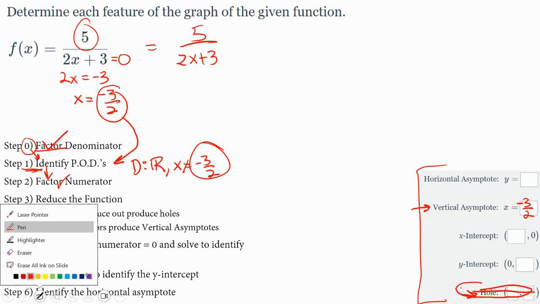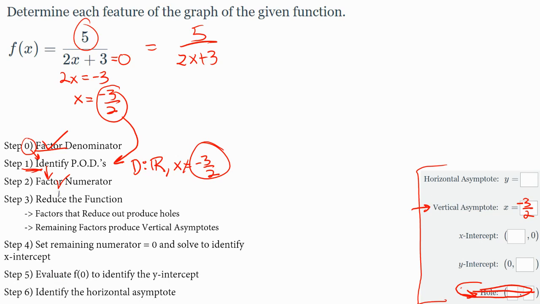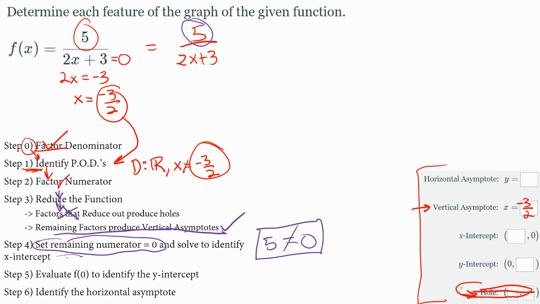So all of this is just an ongoing list sort of activity. So we reduced, we found that we have none of these, and we are looking at a vertical asymptote, checking that off. Now what we do is set the remaining numerator equal to 0. Well, that's kind of awkward here because now we're saying 5 equals 0. That's my numerator. Well, 5 can't be 0. So if 5 can't be 0, then we have no x-intercepts. So we come over here to our x-intercepts and we get rid of that line. There aren't any.